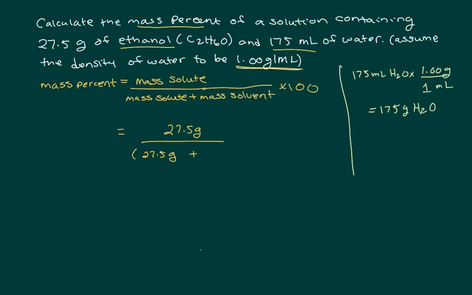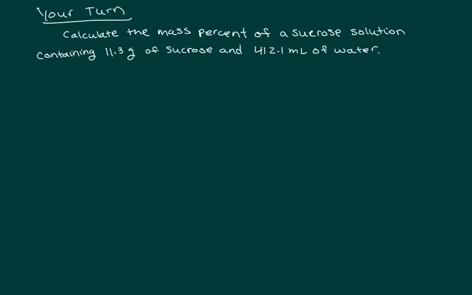So now I can plug in 175 grams, and this is times 100. When I plug this in, I end up with 13.6%. And that is my final answer. Okay, now you go ahead and you give this a try. Calculate the mass percent of a sucrose solution containing 11.3 grams of sucrose and 412 mL of water.